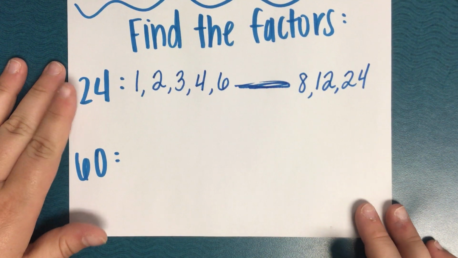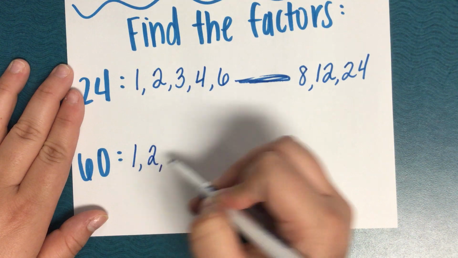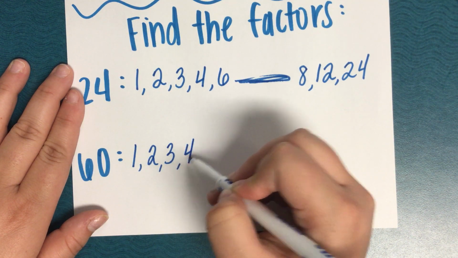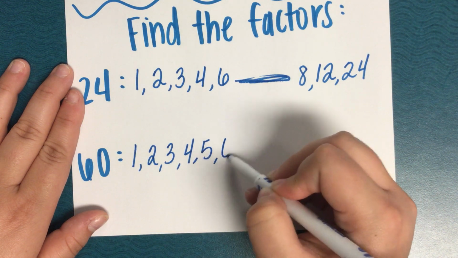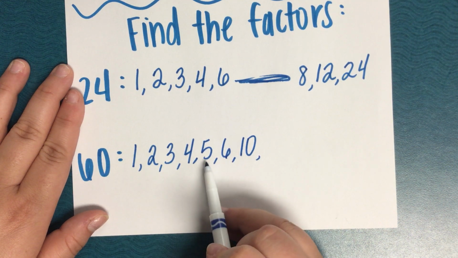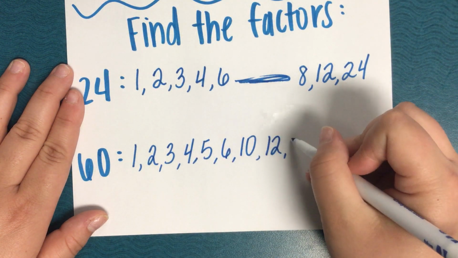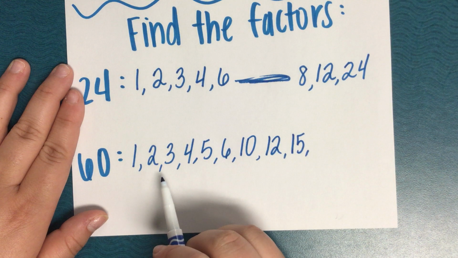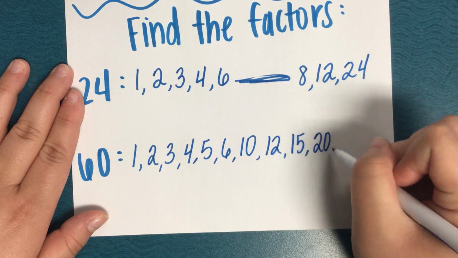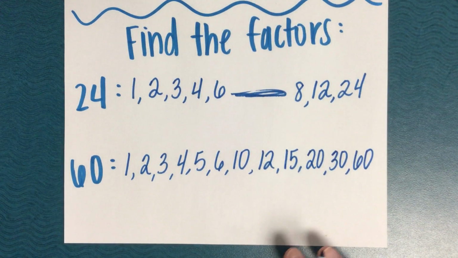Now we're going to find the factors of 60. So we're going to say 1 can go into 60, 2 can go in, 3 can go in, 4 can, 5, 6, 10 can go in by multiplying by 6. And then 5 times 12 gives us 60. 4 times 15 gives us 60. 3 times 20. 2 times 30. And then 1 times 60. Okay, so now we have found the factors of 24 and 60.